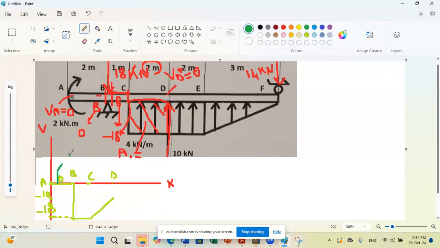So here, what is the slope? Phi equals 0 because it's a constant. Here I have the jump because of the concentrated force. Here again the slope is 0. Now, between C and D, I have a linear increase, and the slope is equal to W. W is 4 kilonewton per meter. So the slope here is plus 4.